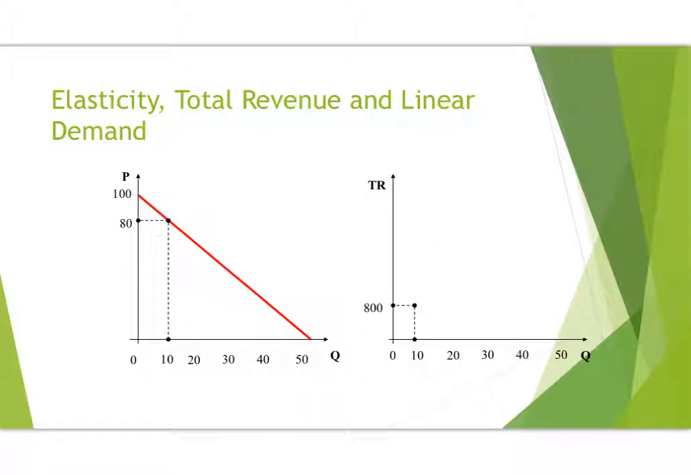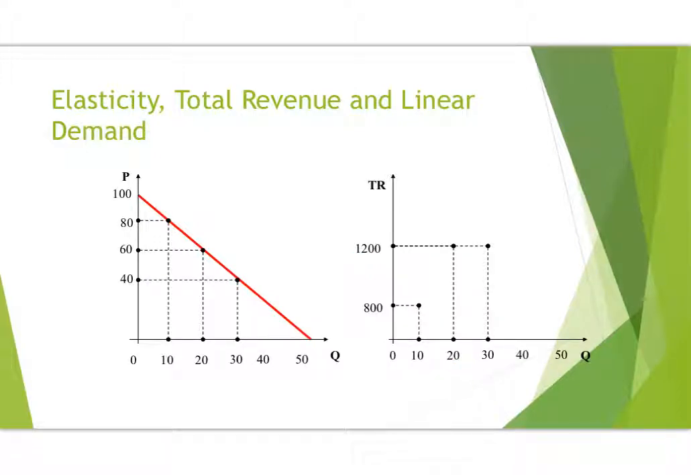Here's my first point on my linear demand curve. At a price of 80, I will sell 10 units. 80 times 10 gives me total revenue of 800 when I produce 10 units. My next point: at a price of 60, I'm going to sell 20 units. If I multiply 60 times 20, I get 1,200 in total revenue when I produce 20 units. So there's my second point.